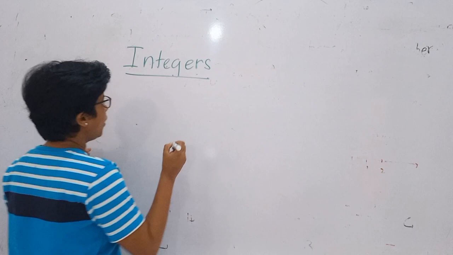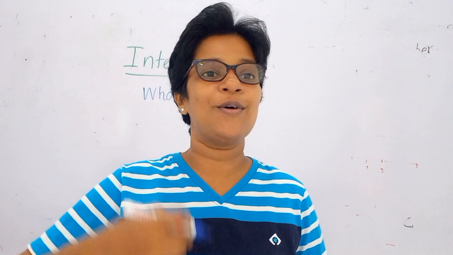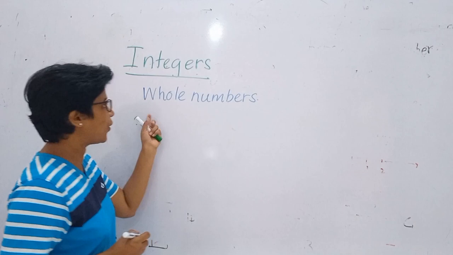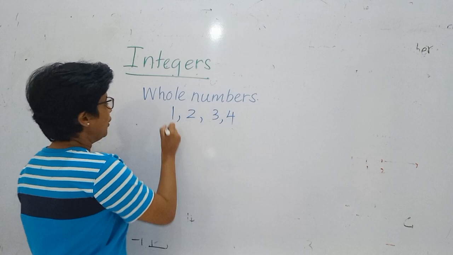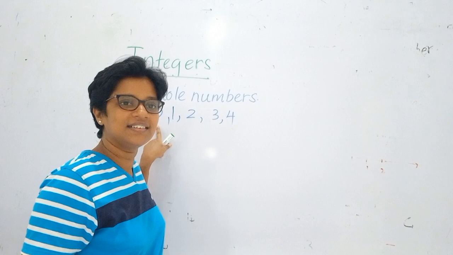What are whole numbers? You use these whole numbers to count things. 1, 2, 3, 4 like that we count. 1 pen, 2 pens like that. To show nothing, you use 0. When nothing is available there, it is represented by 0. Right? Okay. Then 0, 1, 2, 3, 4, 5, 6.